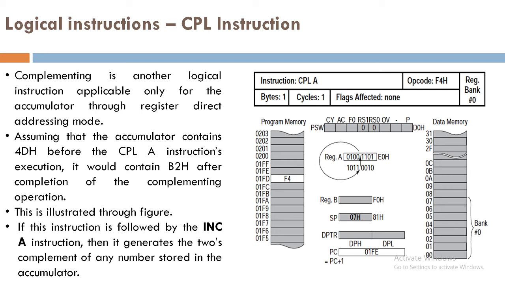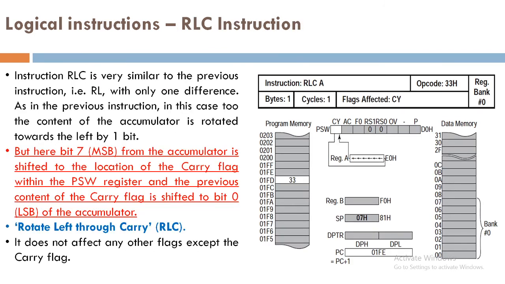Now again, if you remember in our previous discussions and examples, when we used to go for 2's complement, what was our main motto? Our main motto was to complement the content of accumulator and increment it by 1. So after this particular instruction, that is CPL A, if I go for INC A, I will actually be doing an operation which is nothing but 2's complement. Okay, so now let's move on to the next part, where we are going to understand the rotation.